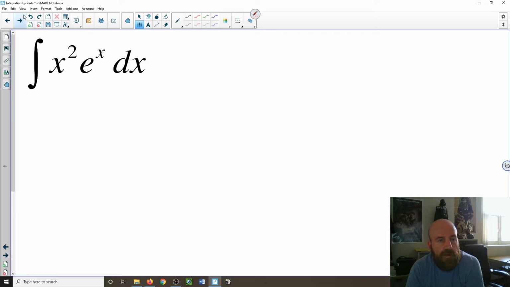All right, let's take a look at another tricky problem here. So in this case, we want to use x squared as our u. So x squared is our u. And then our dv would be everything else. So e to the x dx.